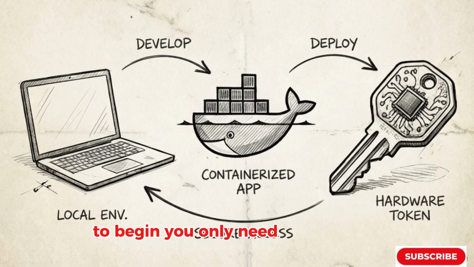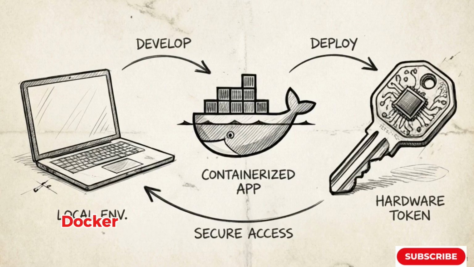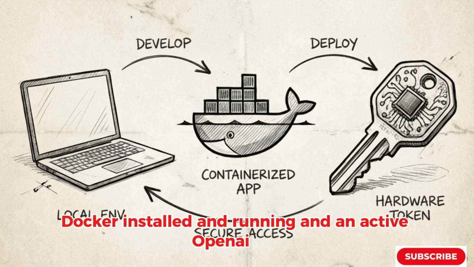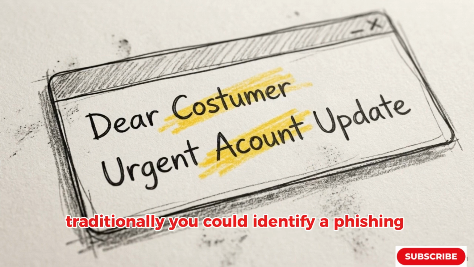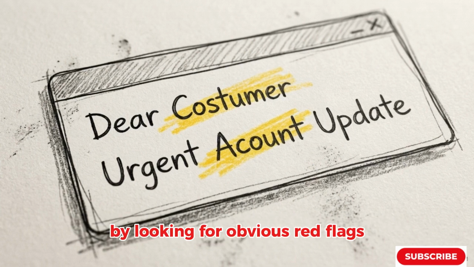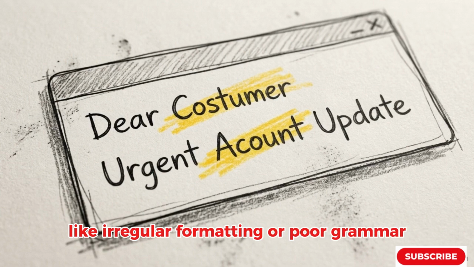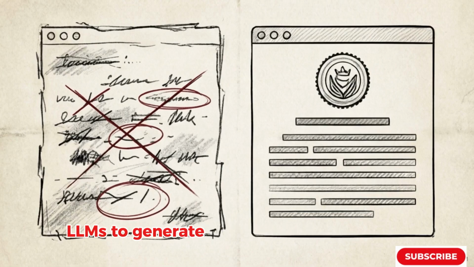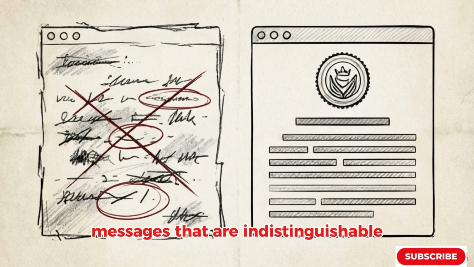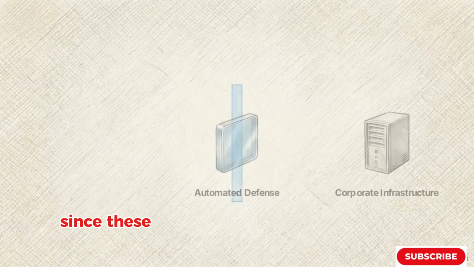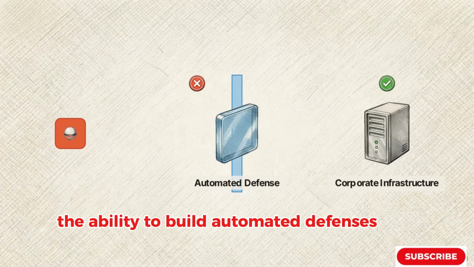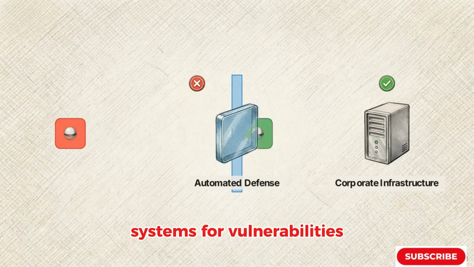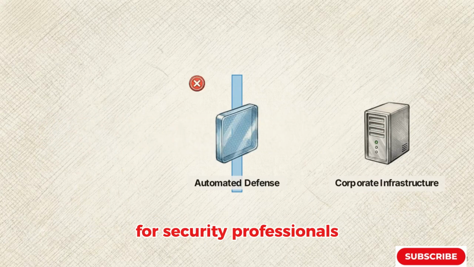To begin, you only need three things: a computer, Docker installed and running, and an active OpenAI API key. Defensive strategies are shifting. Traditionally, you could identify a phishing attempt by looking for obvious red flags, like irregular formatting or poor grammar. Attackers now use LLMs to generate flawless phishing emails, deep-fake voice clones, and SMS messages that are indistinguishable from official bank communications. Since these scams no longer rely on human error, the ability to build automated defenses and audit AI systems for vulnerabilities has become a standard requirement for security professionals.